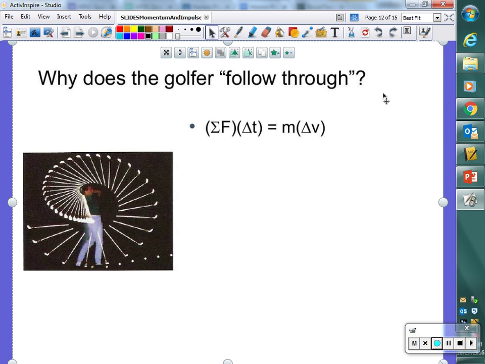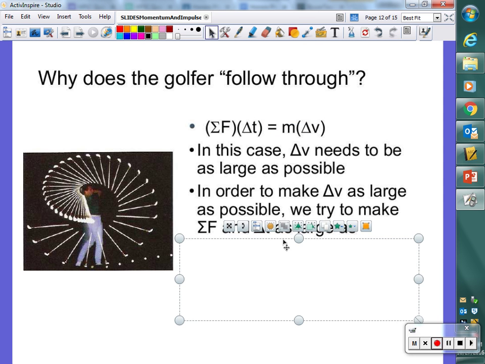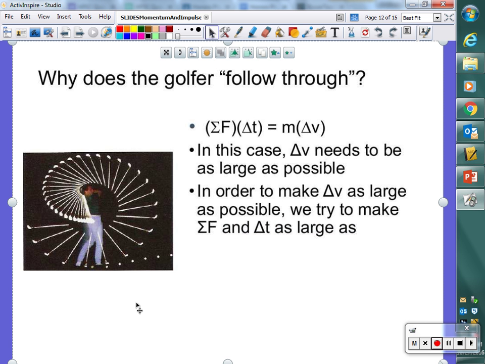So we use a big force. That's how hard you swing. But we also want to increase the time that we are applying that force. By following through with our motion, we increase the time that we are applying the force. Or when we follow through with our hands when we shoot a basketball, right? By bending your wrist, you're increasing the time that you are applying the force to the basketball.